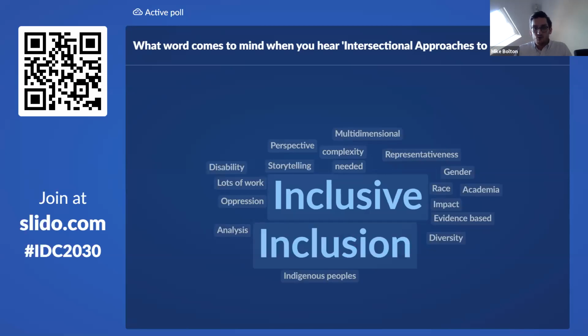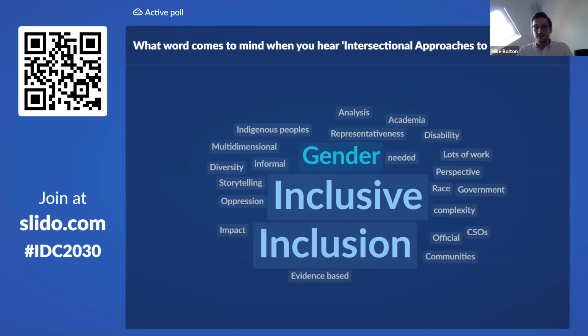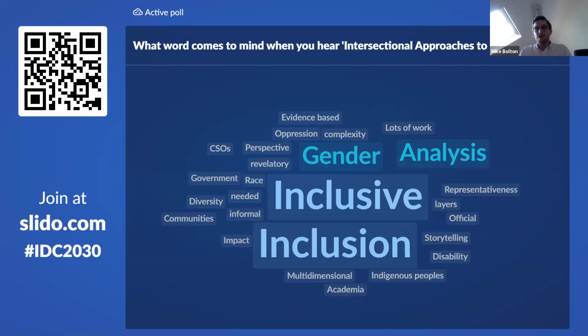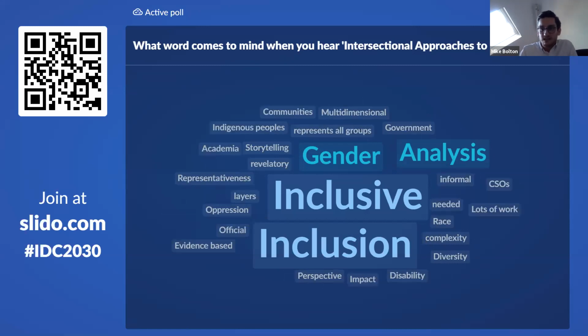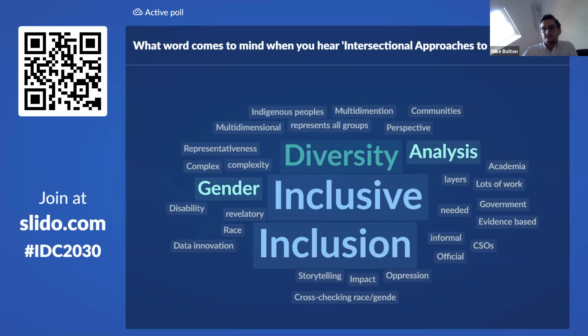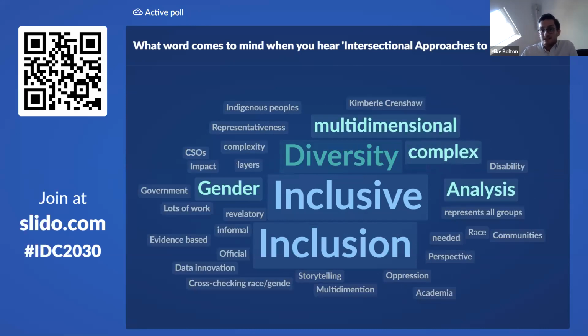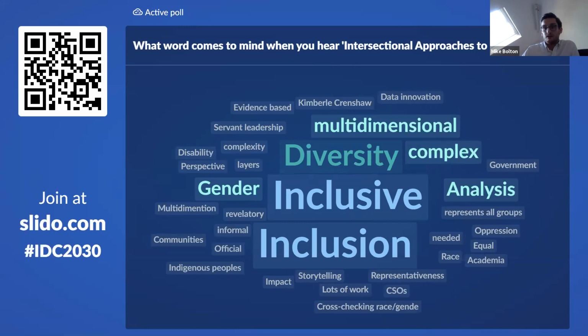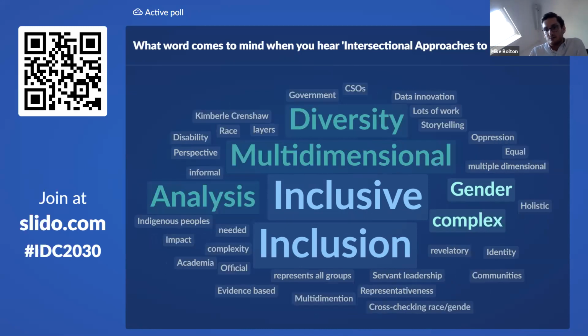So we have some words popping up already, such as inclusive and inclusion, perhaps unsurprisingly. We have some key characteristics in there, like gender popping up. Analysis, definitely a key point to see there. If you could keep adding those in, that would be great.